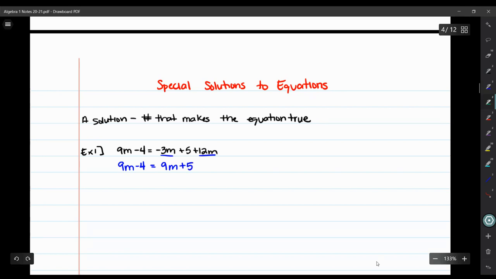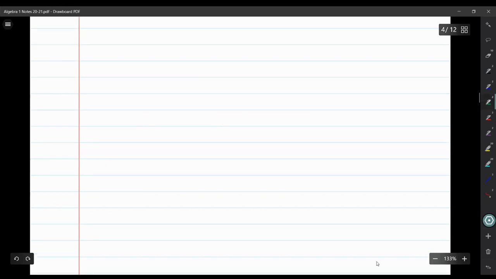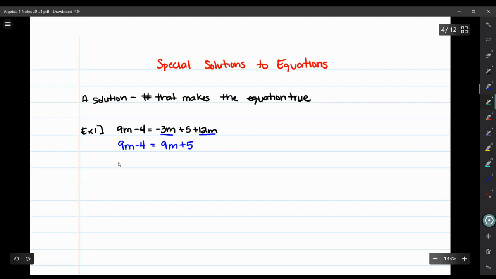Now our third step would be to get your variables to one side of the equation. So if we look at our variables, I have a 9m on the left and a 9m on the right. So it doesn't matter which one you move since they are equal. Since they are equal, I'm going to move the one on the left. So to undo a positive 9m, I'm going to subtract 9m from both sides of the equation. Now I'm going to write a little extra steps that we don't normally write. 9m minus 9m is 0m, drop the -4. And on the right, 9m minus 9m makes 0m, drop the plus 5.